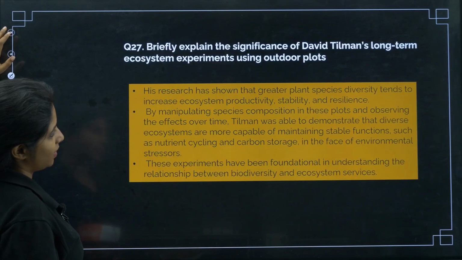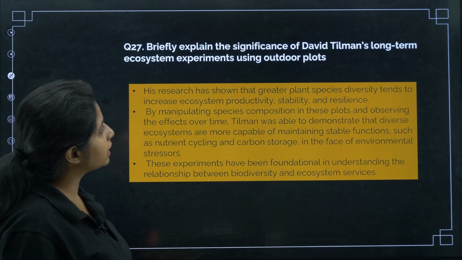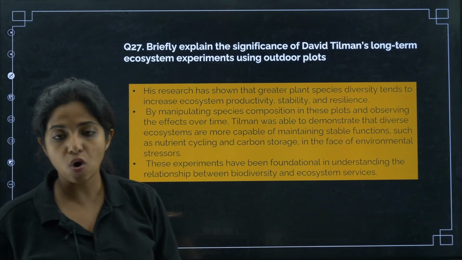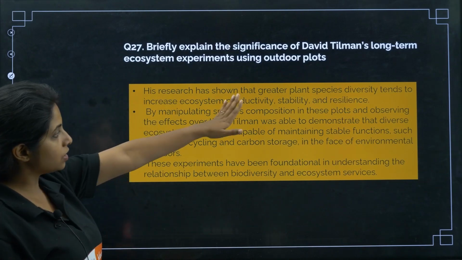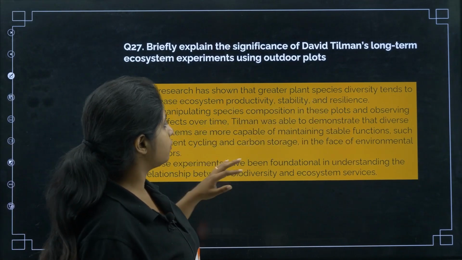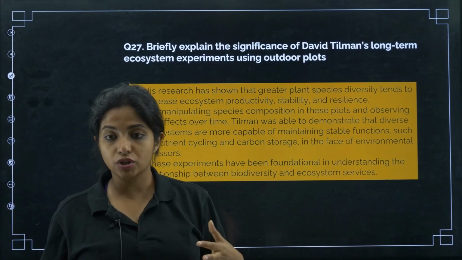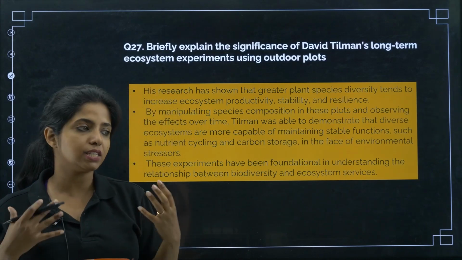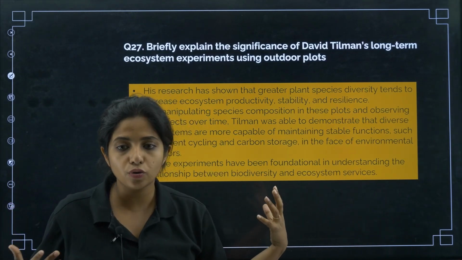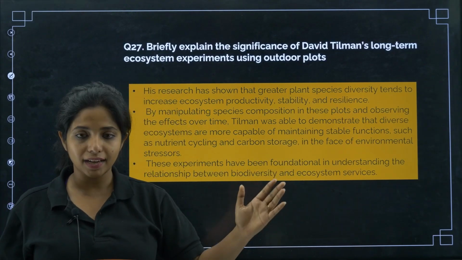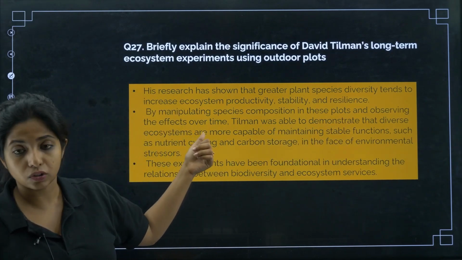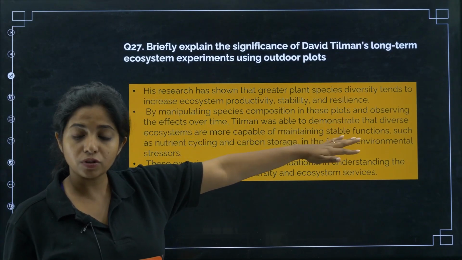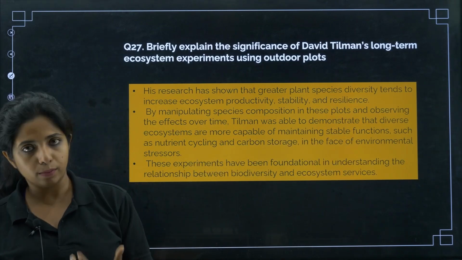Got it? So yes. Now briefly explain the significance of David Tilman's long-term ecosystem experiment using outdoor plots. So, his research has shown that greater plant species diversity tends to increase ecosystem productivity, stability and resilience. As in, if you have more diversity, it will lead to what? More stability. That is what he said.